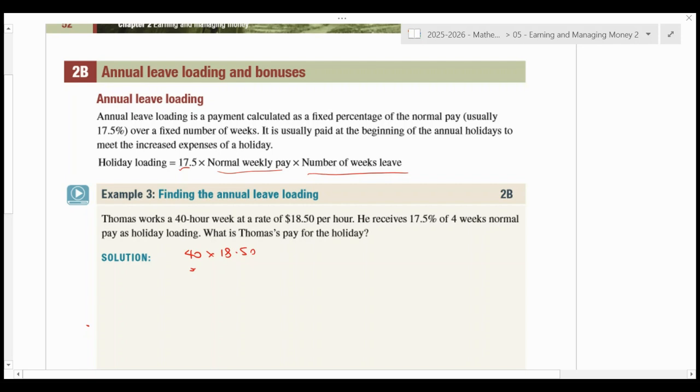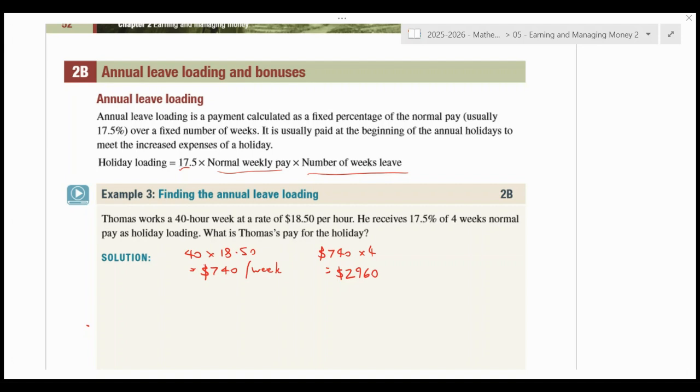Sorry, I'm bringing up my calculator. I don't think you guys can see it, but 40 times 18.50 will give us $740 per week. So that's what he gets, and we're doing it for 4 weeks. So we've got 740 times 4, which will give him $2,960. So that's how much he's going to get for the 4 weeks holiday. Okay, so that's his normal pay.